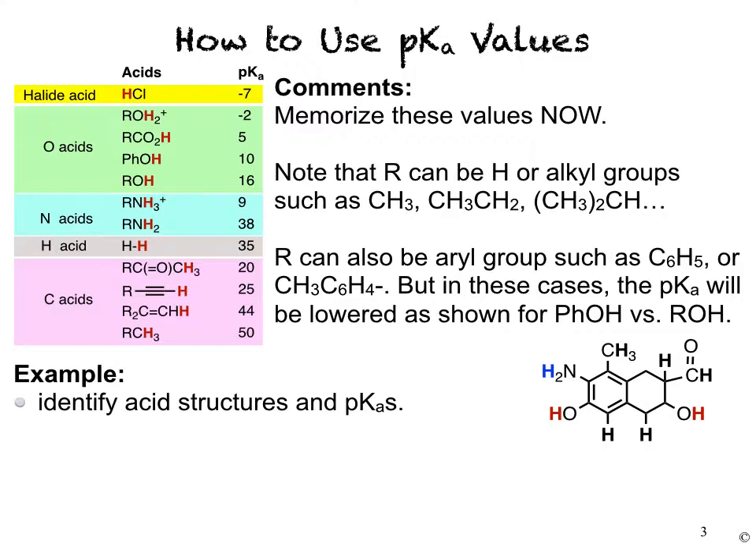Let's decide which of these protons on the molecule to the right is going to be lost first. The first thing that we have to do is identify the acids that could lose protons. And so I have oxygen acids with the protons of oxygen acids in red. We have a nitrogen acid, those protons are going to be in blue. We have carbon acids, those are going to be in black, and there's several types of carbon acids actually.